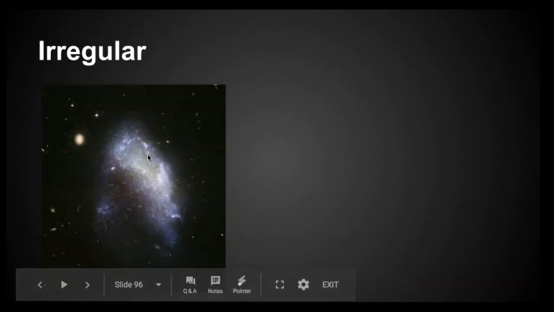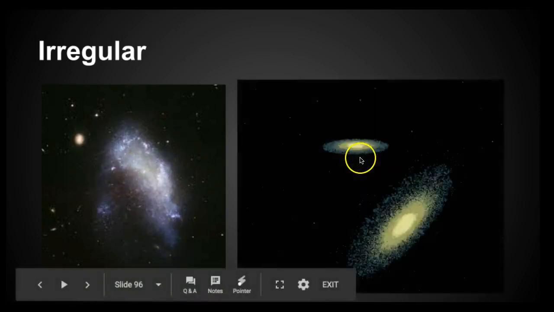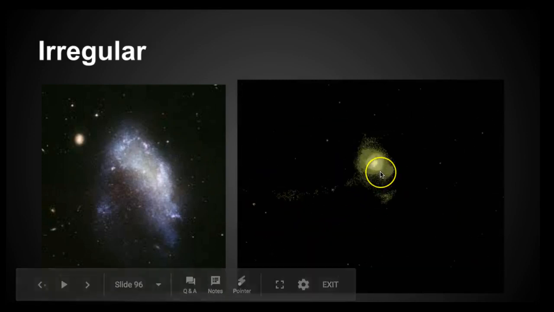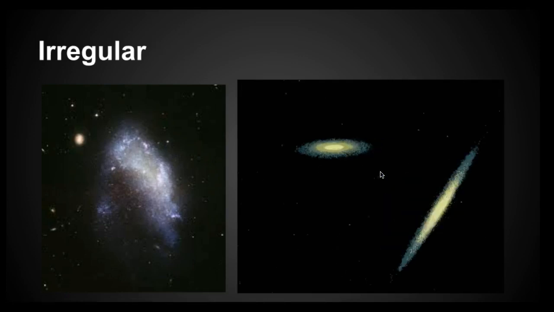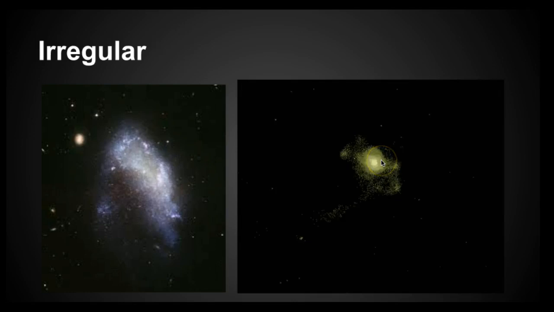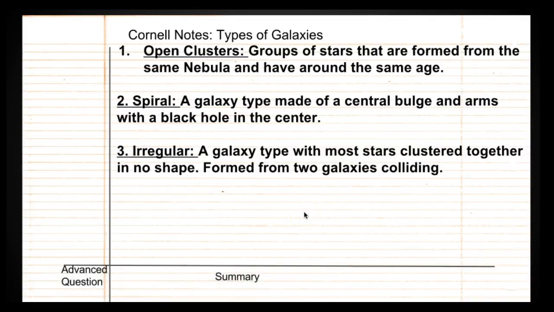Here you see an irregular galaxy. You see that, comparing it to a Milky Way galaxy, it doesn't really have any specific kind of shape. Most scientists or astronomers think, excuse me, that irregular galaxies are formed when 2 other galaxies crash or collide. So here's 2 spirals, and as the 2 spirals collide, they become irregularly shaped. Okay, come up with a question for 3.